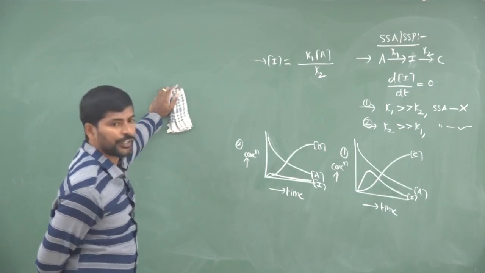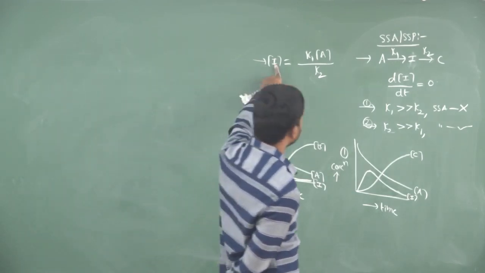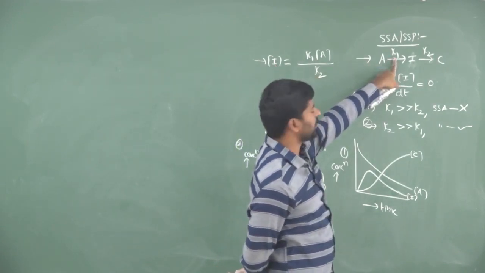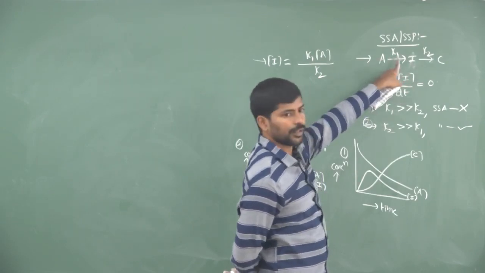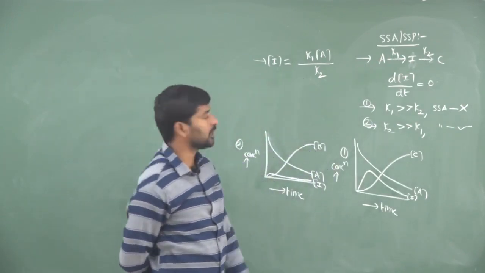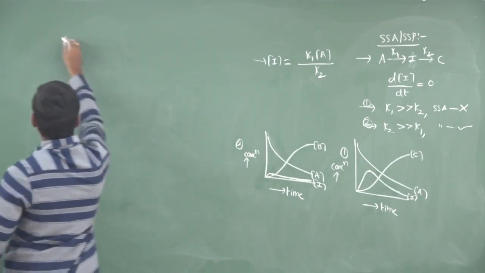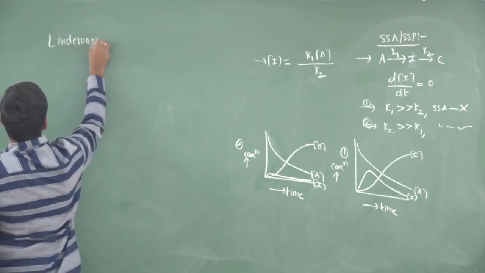So the concentration of intermediate we can calculate based on SSA. In the numerator we have to write the rate equation for formation of I, that is K1 into A. In the denominator we have to write the rate equation for consumption of I, other than I we have to write. Okay. Next one, Lindemann's theory of unimolecular reactions.